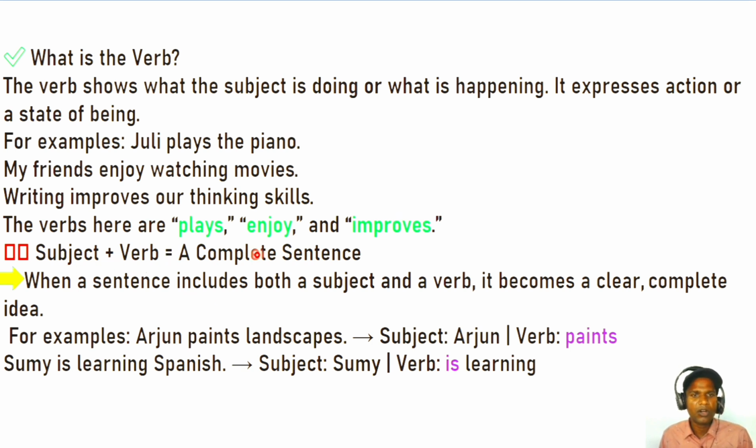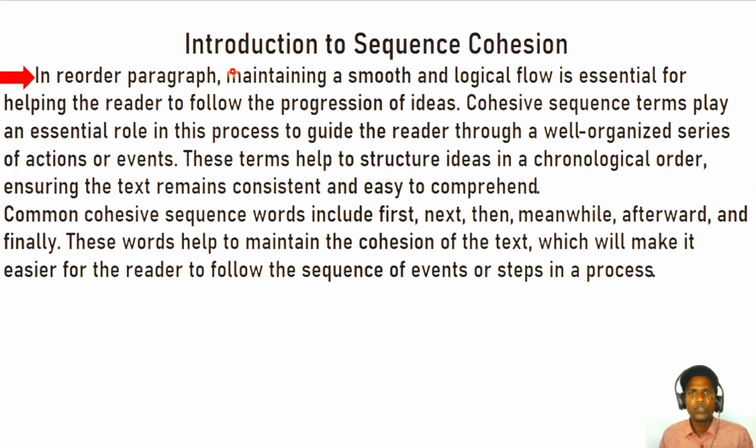Subject plus verb, a complete sentence. So when a subject and a verb come in a sentence, then it becomes a complete sentence. When a sentence includes both a subject and a verb, it becomes a clear, complete idea. For example, Arjun paints landscapes. Subject here, Arjun. Verb here, paints. Sumi is learning Spanish. Subject here, Sumi, and verb is learning.